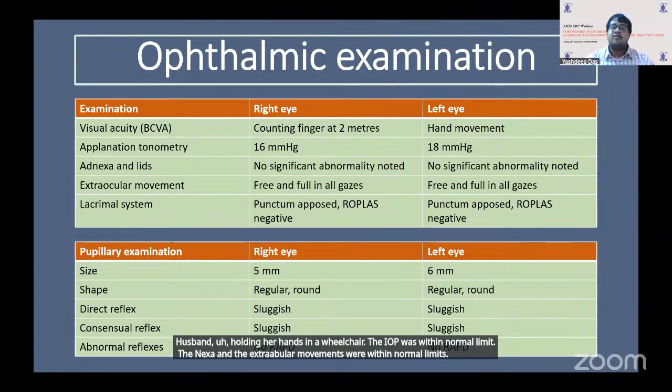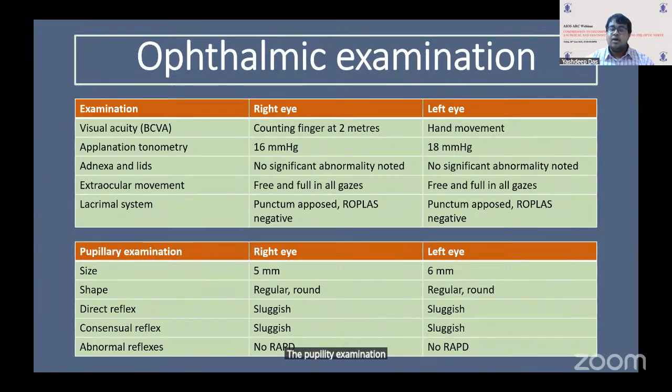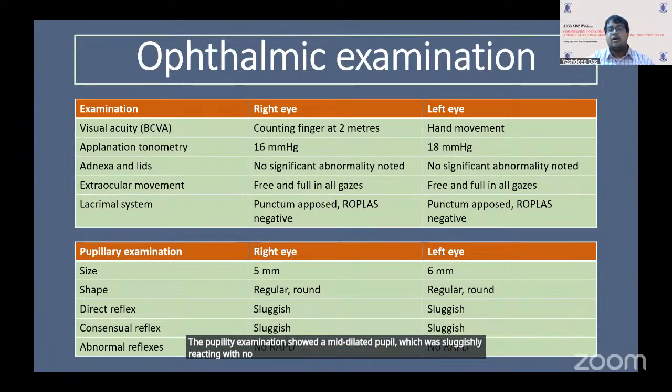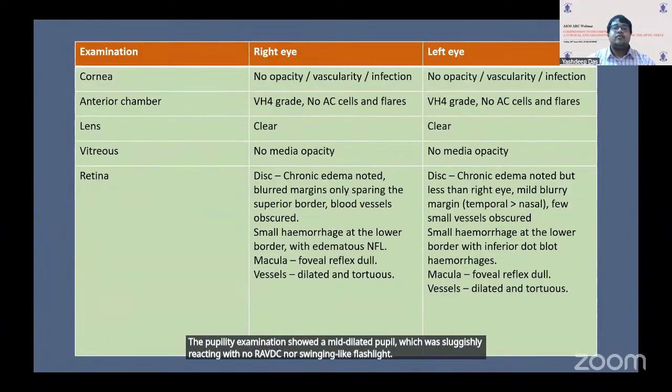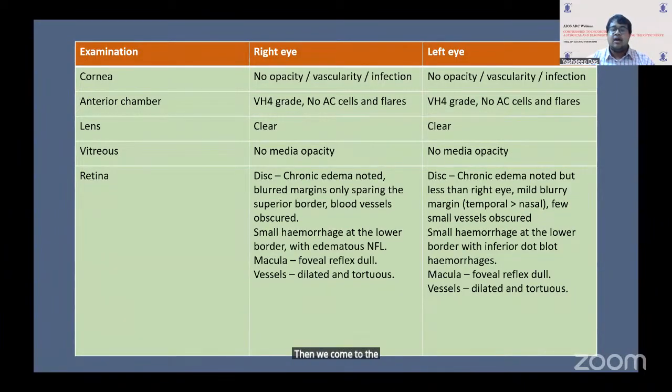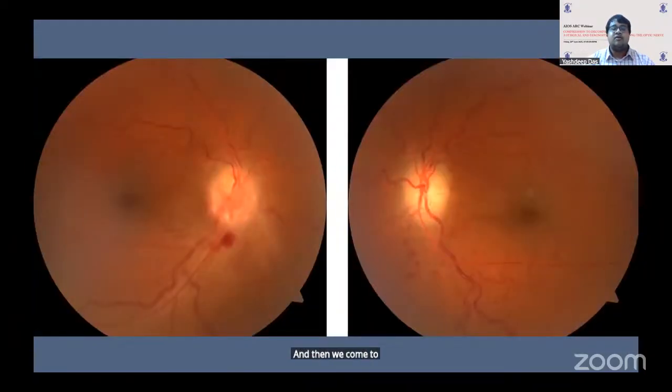The pupillary examination showed a mid-dilated pupil, which was sluggishly reacting with no RAPD seen on the swinging flashlight test. The anterior segment examination was again within normal limits. And then we come to the retinal examination, where we could see this fundus picture.